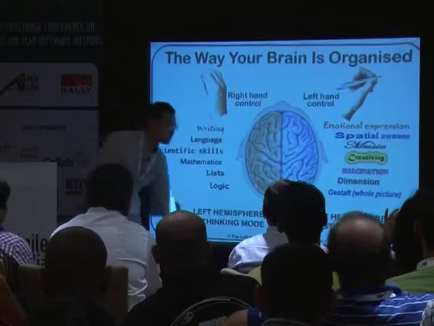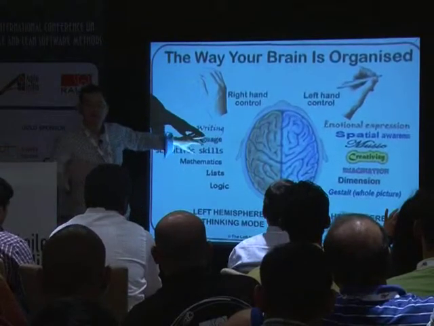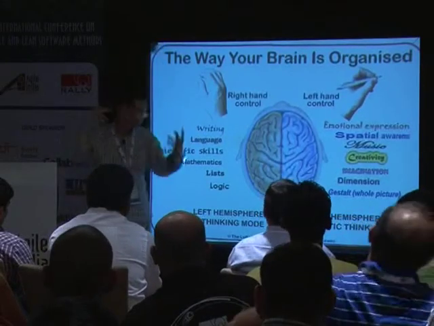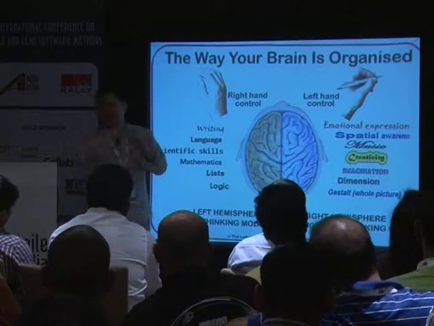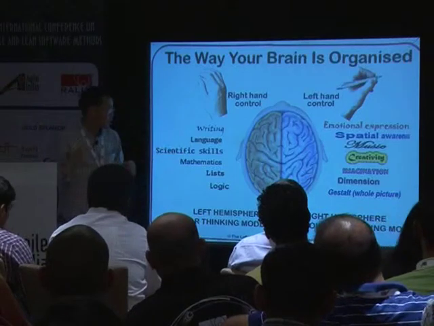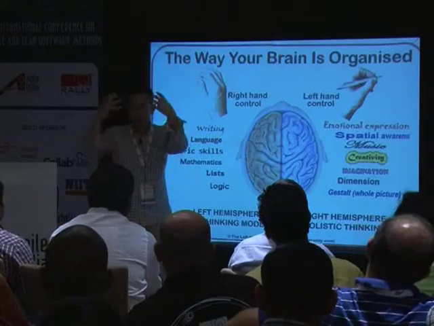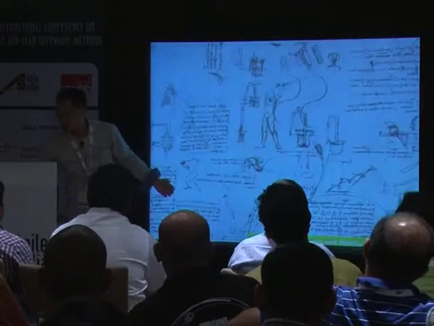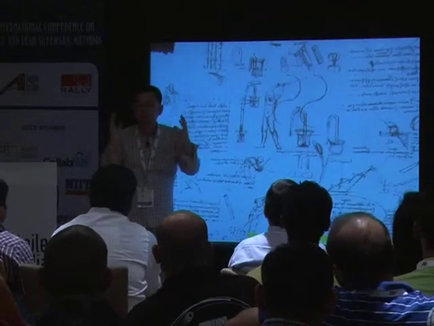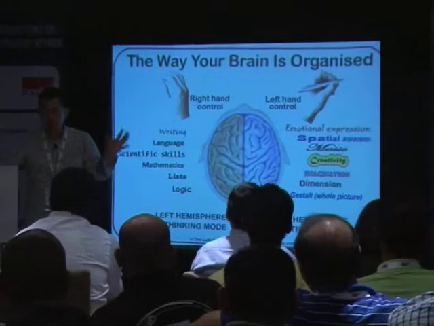I'm really sorry, this screen should be up more. The left-hand side is doing writing or language and scientific thinking or mathematics and lists, or making logic, making rational things. So these two brains work together to make a human. So what I'm going to say is that picture and text at the same time is very meaningful to your brain. Tony Buzan used the words, it's brain friendly to use text and picture at the same time.